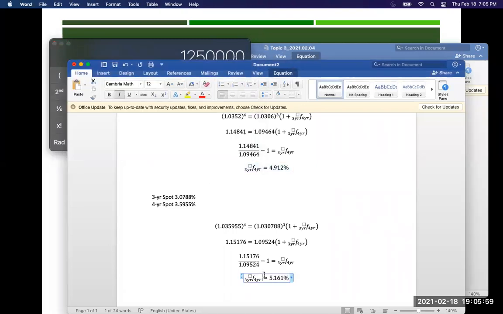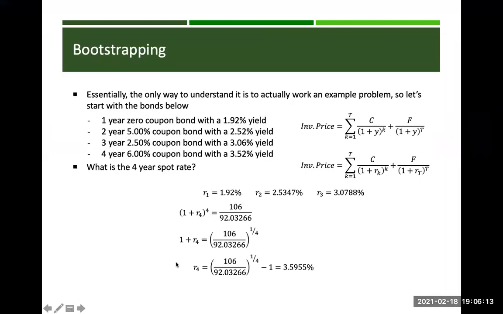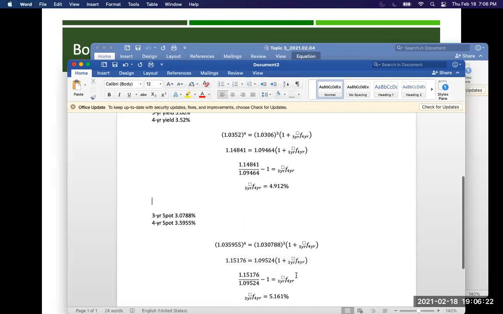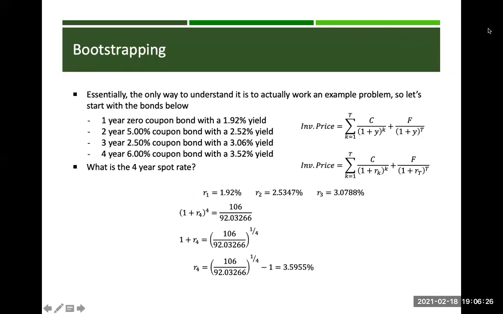Market pricing says you should be using this 5.161 if you're using the spot rates. If you take a shortcut and say, well, I'm just going to use the yields instead, and I'm going to use 4.912, I'm going to skip that whole bootstrapping exercise because really, this is way too much calculation. It means real money.